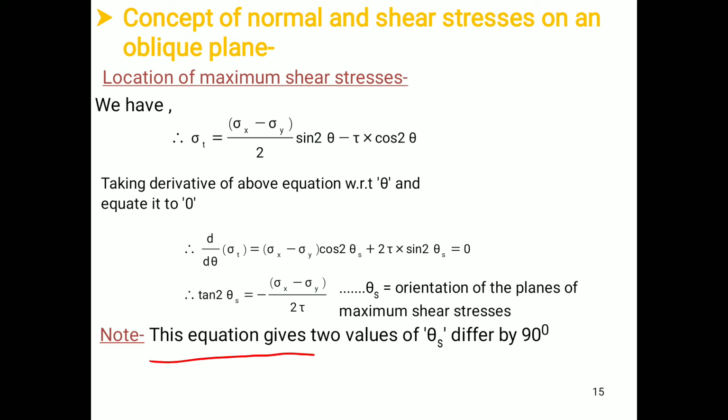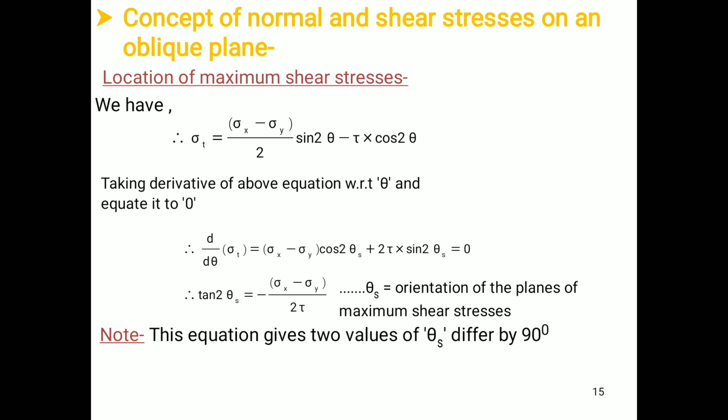A note is given over there. This equation gives two values of theta s, which differ by 90 degrees, because those are planes perpendicular to each other. Therefore it will give you two values which differ by 90 degrees.